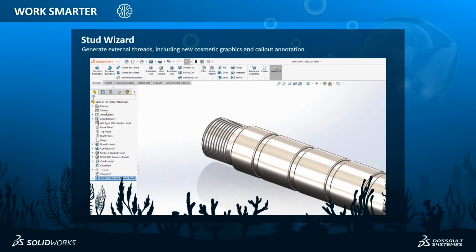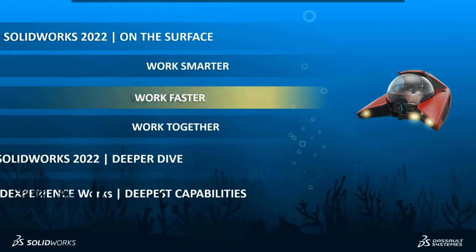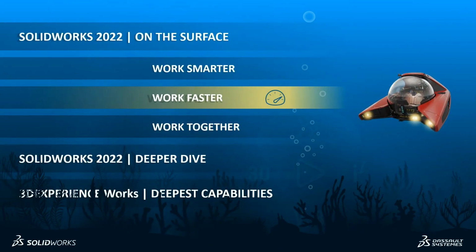Rounding out our Work Smarter session, the new Stud Wizard allows for the creation of external threads with cosmetic graphics to pair nicely with the thread feature created a few releases back to simplify geometry and even create callouts, even if you have cutbacks. Now that we are working smarter, let's work faster.